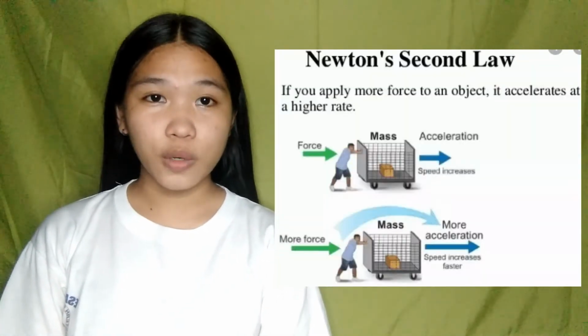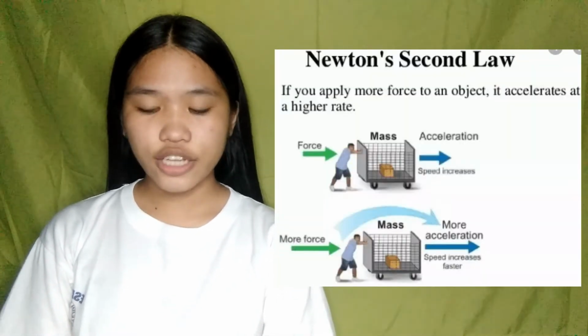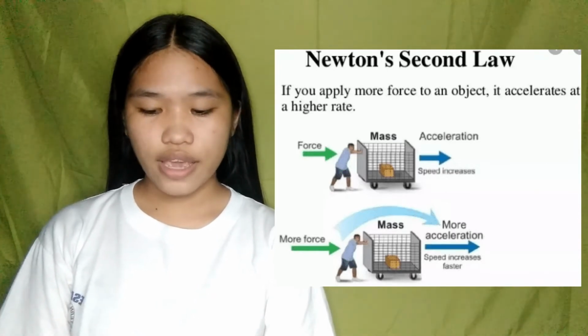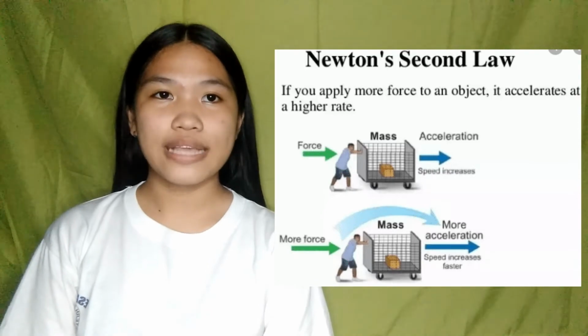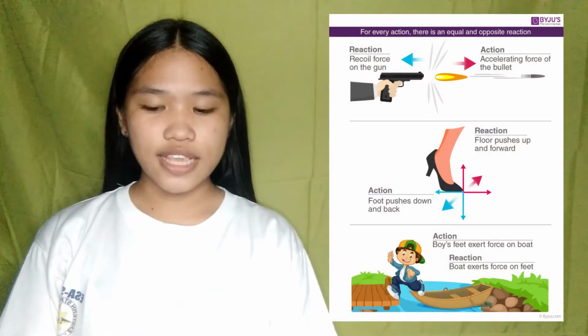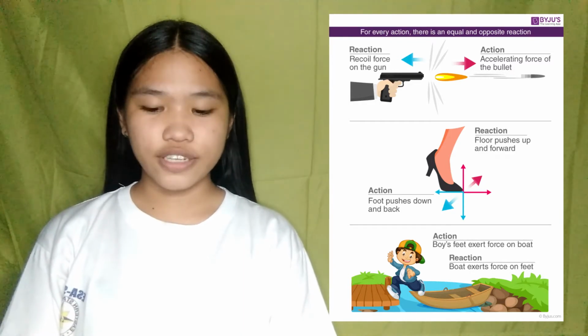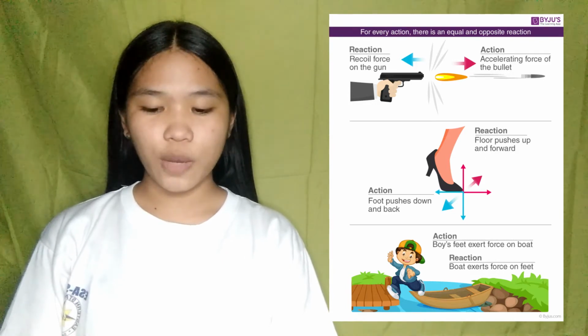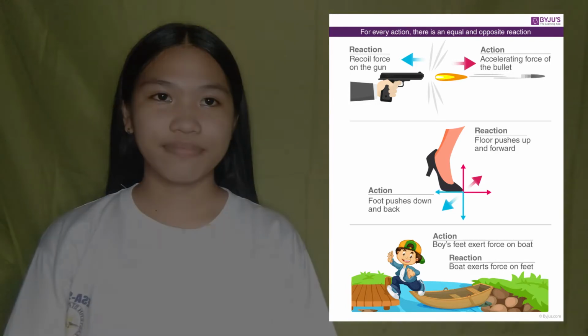The second law of motion says that the acceleration of an object is directly related to the net force and inversely related to mass. The third law of motion states that when two bodies interact, they apply forces to one another that are equal in magnitude and opposite in direction.